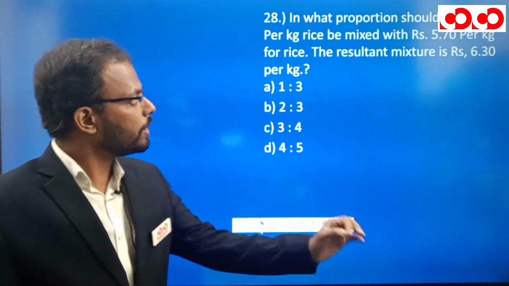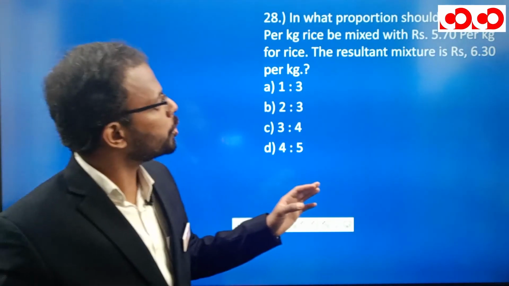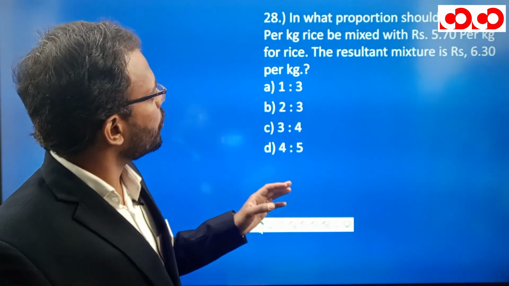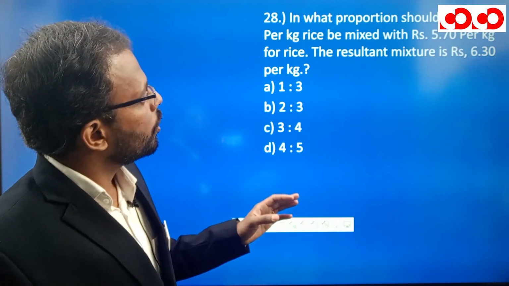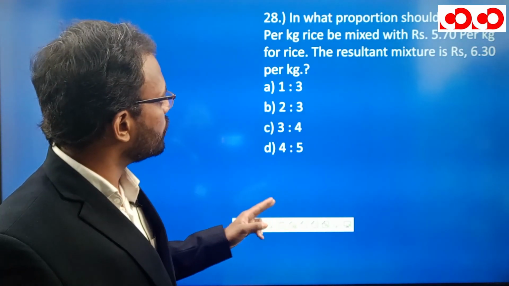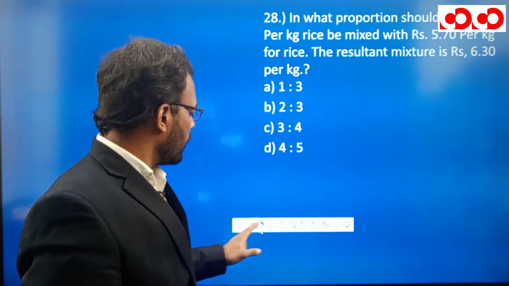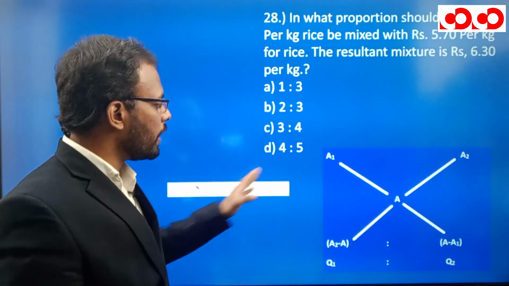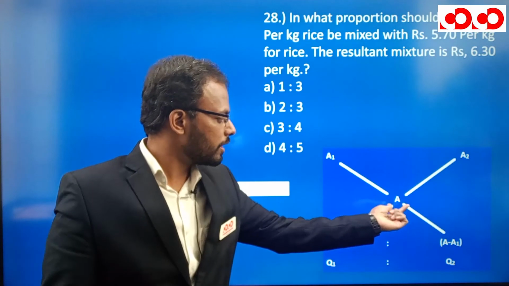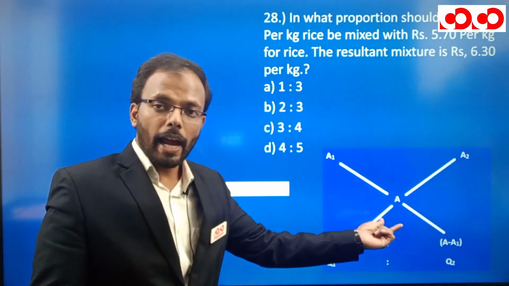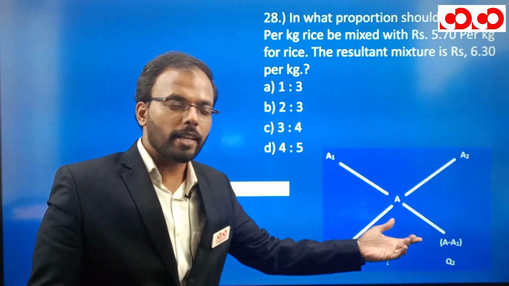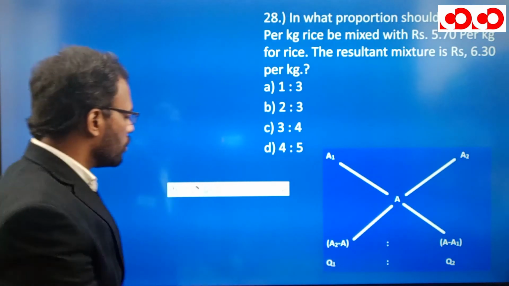Let's solve this question. It is given, in what proportion should rice at rupees 7.2 per kg be mixed with rice at rupees 5.7 per kg so that the resultant is 6.3. Now again it is based on alligation. We know that when you put the resultant average and subtract it crosswise, it gives you the ratio of the quantity. So it is very simple.